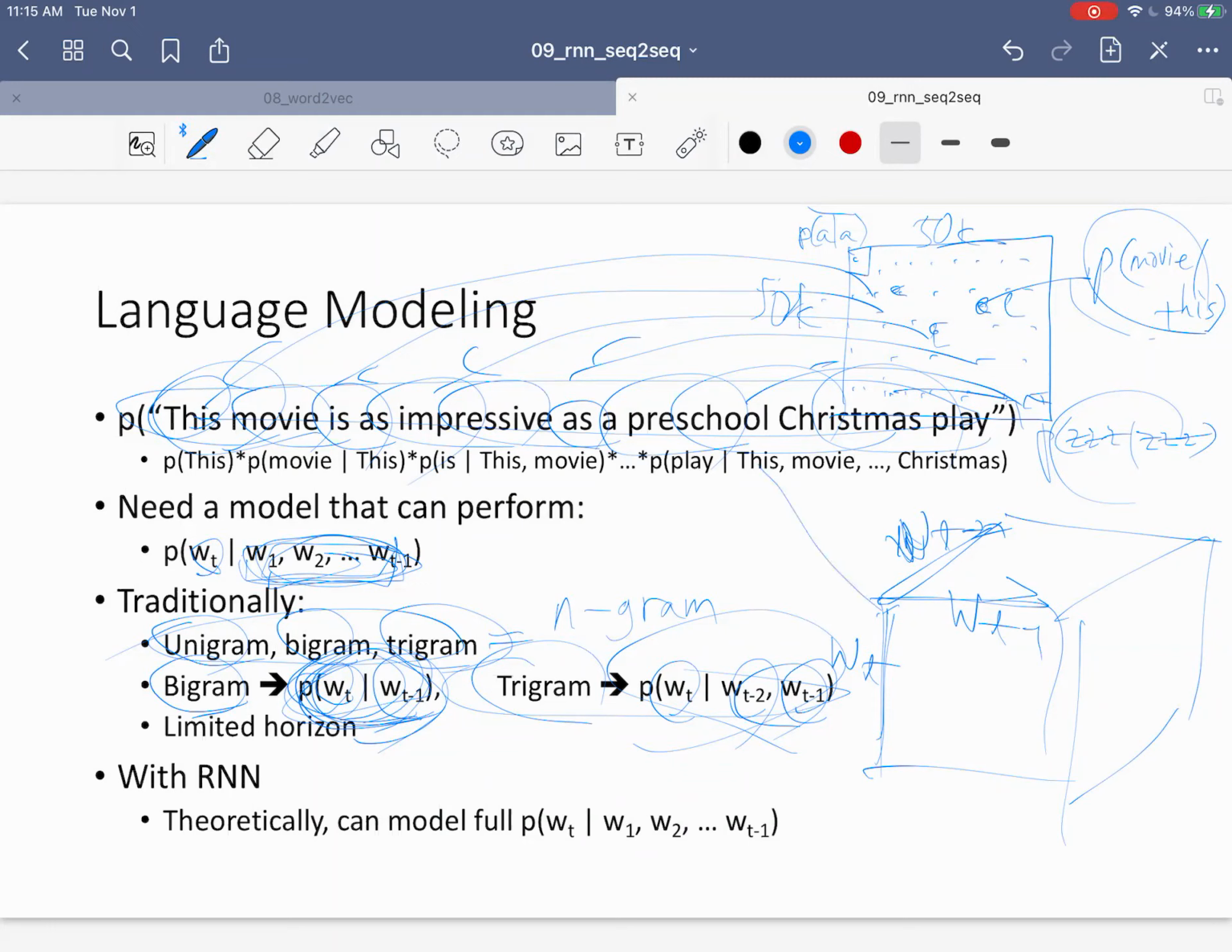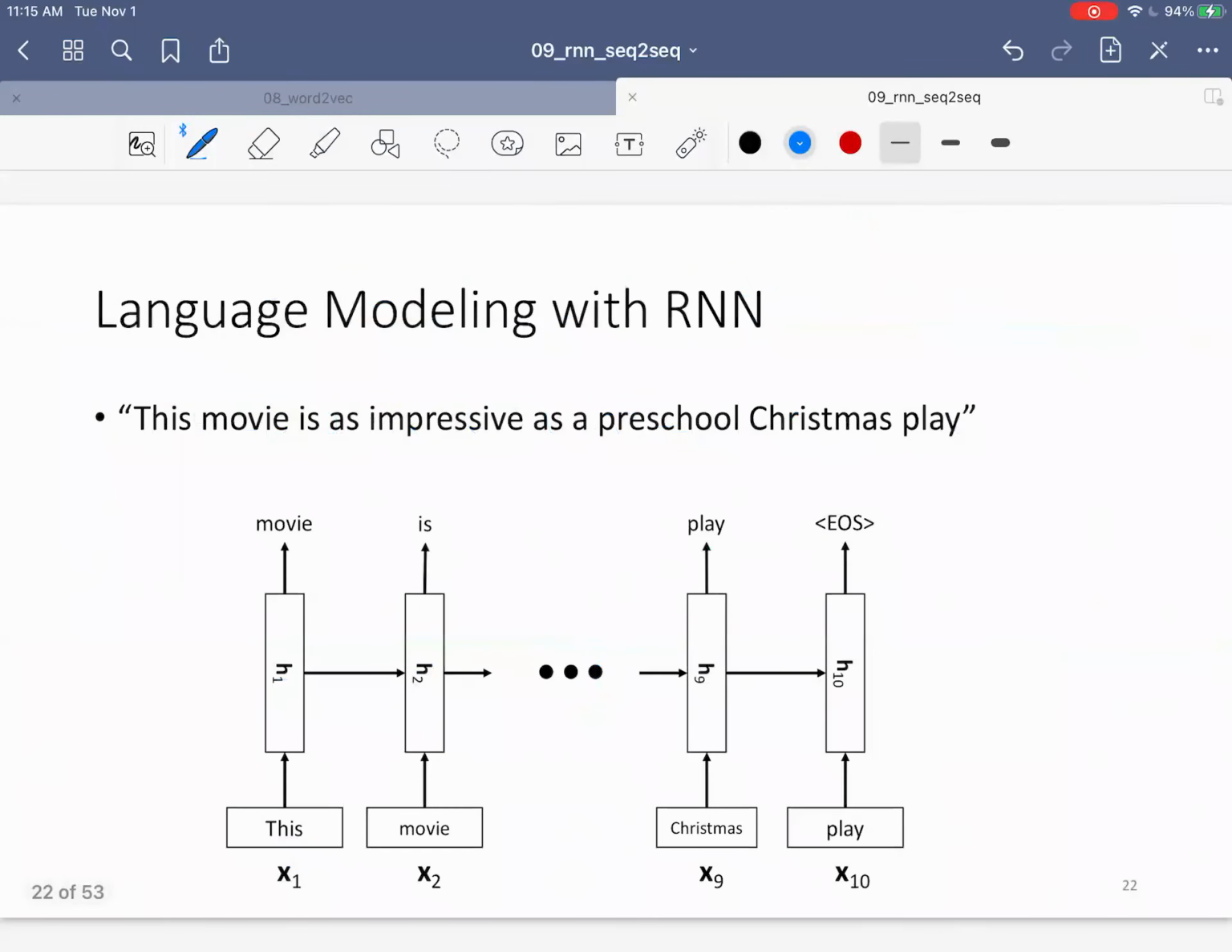It's not really scalable. So theoretically, with RNN, we don't need to worry about that, because we can model the full history. RNN can be used to model or encode the entire history, because it can handle variable length input. So that is where RNN comes in to perform language modeling. So yeah, exactly like this. This movie is as impressive as a preschool Christmas play. And what you do is you try to predict the next word.